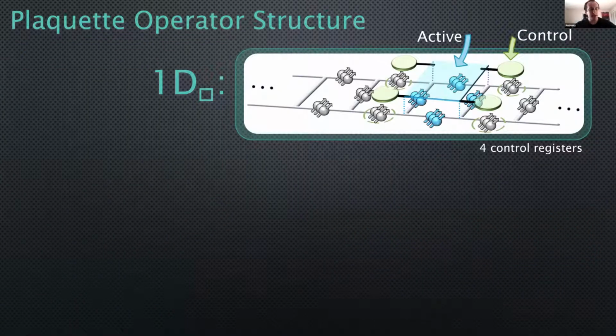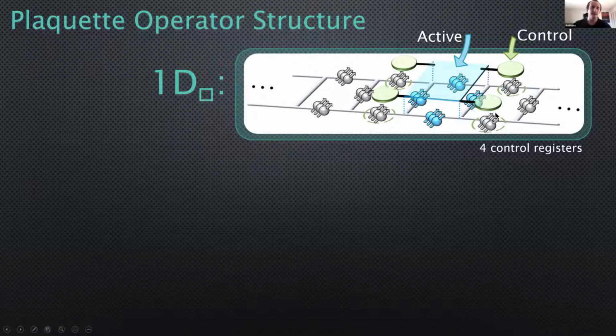So now that I've talked about how we're constructing our basis, let's talk about what the plaquette operator looks like. If we look at this 1D chain of plaquettes where we have our qubits assigned to each of these links, the plaquette operator will, when we apply it to, say, this plaquette, change the representations on these 4 links. And the size of the amplitude change will be controlled by these 4 control links.